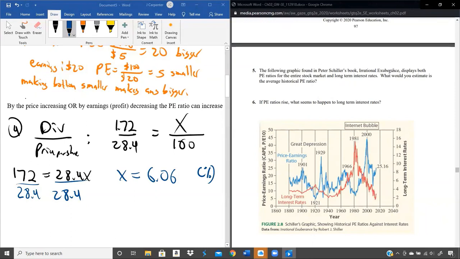Anyways, point of the problem. What would you estimate is the average historical PE ratio? We're not even looking at the red thing. We're just looking at the blue thing. Ignore the red thing.